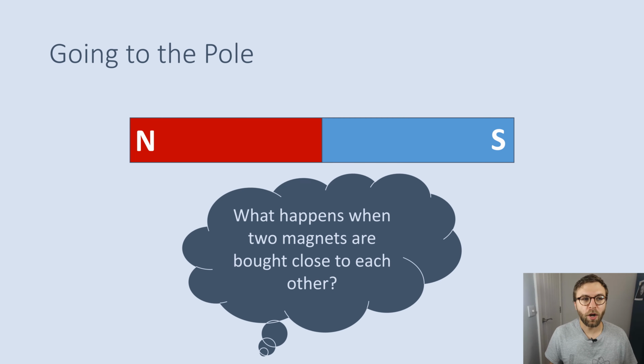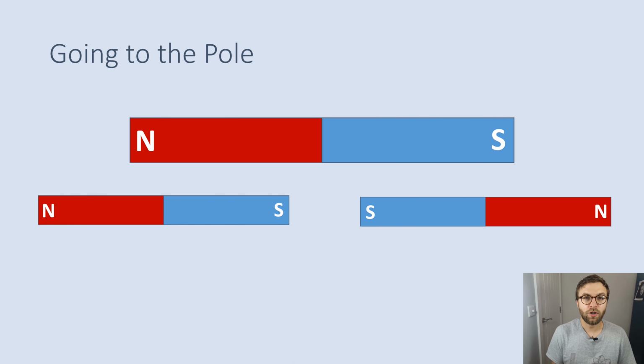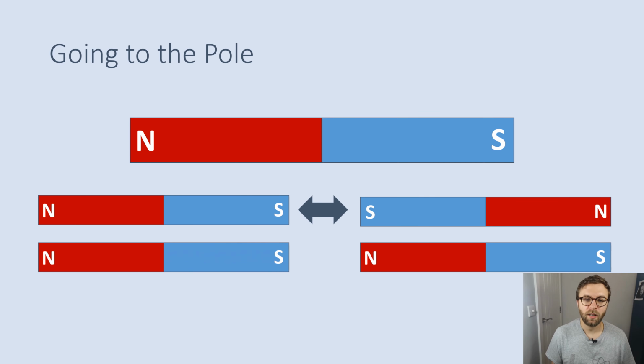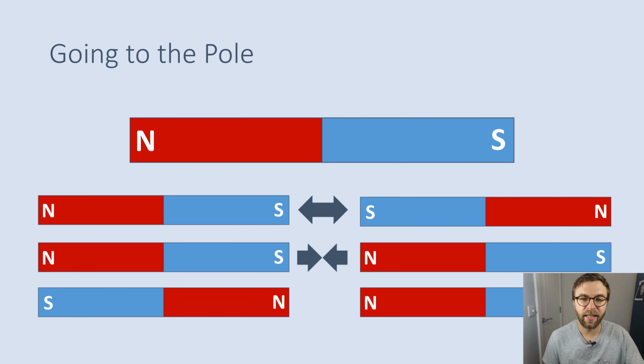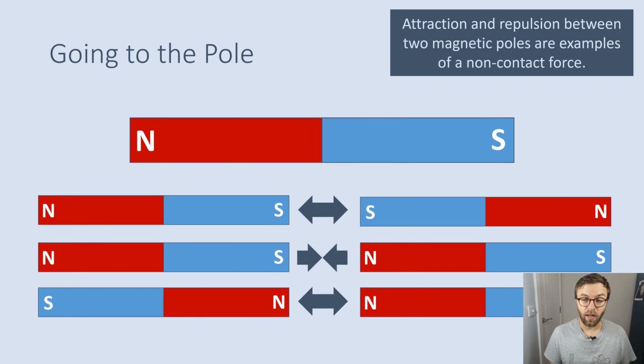Now, I'm sure you all know what happens when 2 magnets are brought close to each other. If we get 2 poles like this, 2 south poles, they're both the same, so they're going to repel. If we've got 2 unlike poles, like here we've got a south and a north pole, then they're going to attract. And for completeness, if we get 2 north poles, then they're also going to repel. So remember, 2 like poles repel each other and 2 unlike poles attract each other.